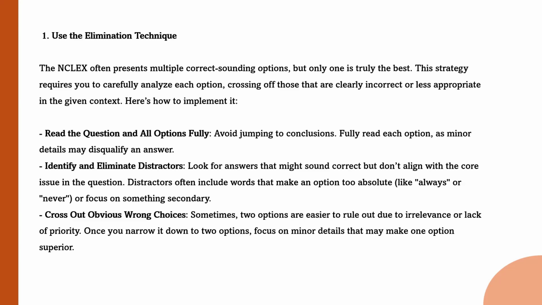One, you want to start by reading the question and all the options fully. Don't jump to conclusions. Fully read each option, as minor details may disqualify an answer. Next, you want to identify and eliminate distractors. Every NCLEX question has distractors. It can be three distractors and one correct answer, and sometimes it can be one distractor and three correct answers.